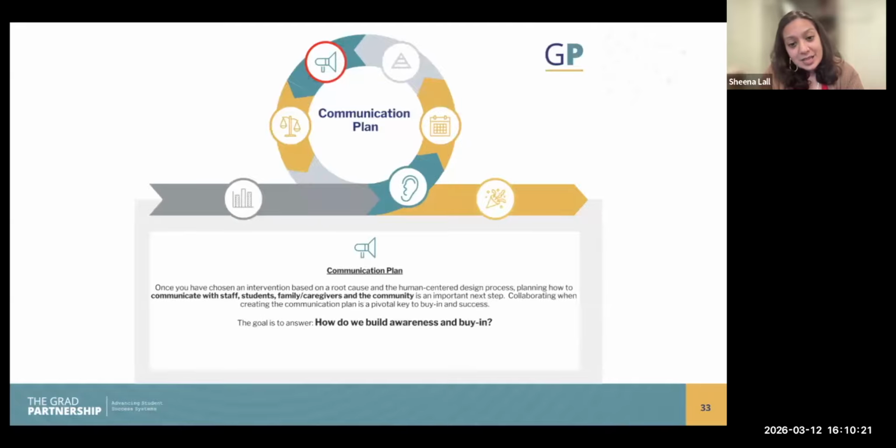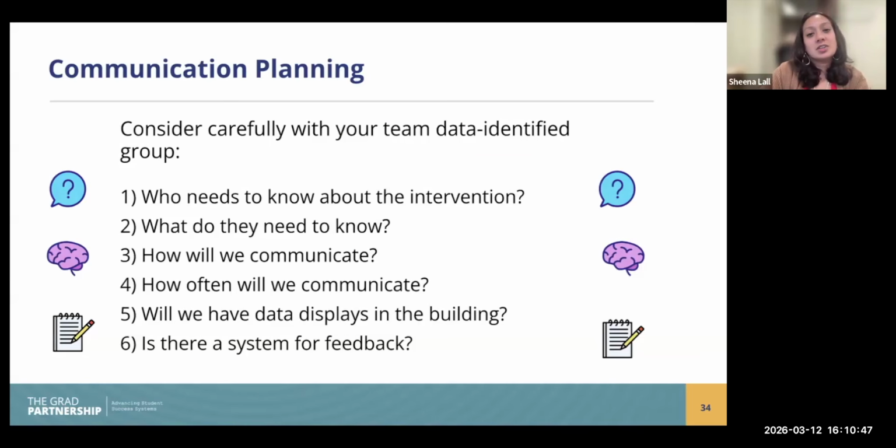The next step is how do we build awareness and buy-in through communication? We have seen interventions that take a long time and effort just fall apart because someone didn't know. Families didn't know they were supposed to show up. Students didn't even realize that it was happening in the building, or staff was not bought in and supporting the implementation. So what we really want to do is consider carefully with your team not only who will do it, but who will communicate it, who needs to know about it, what they would need to know, how you would do it, and how often you would do it.